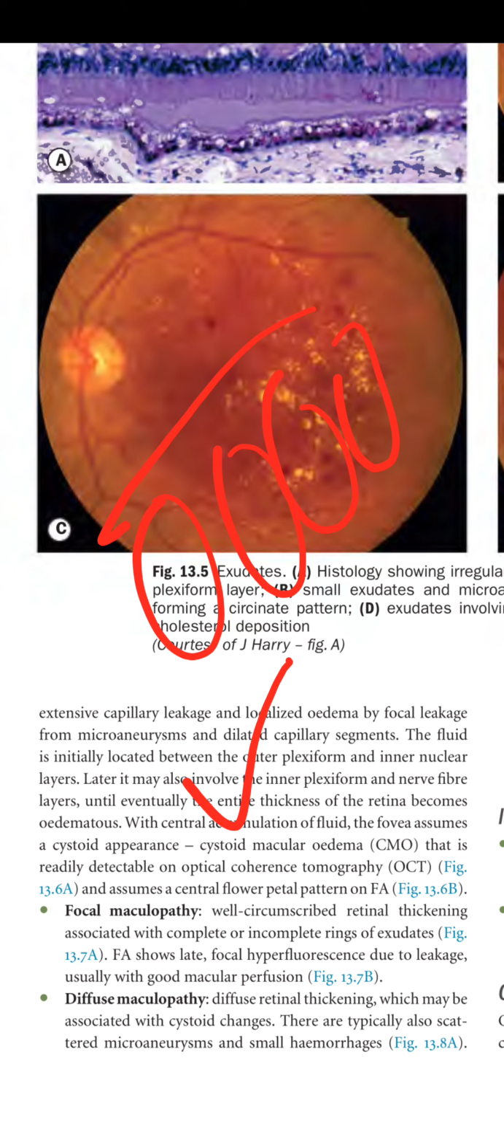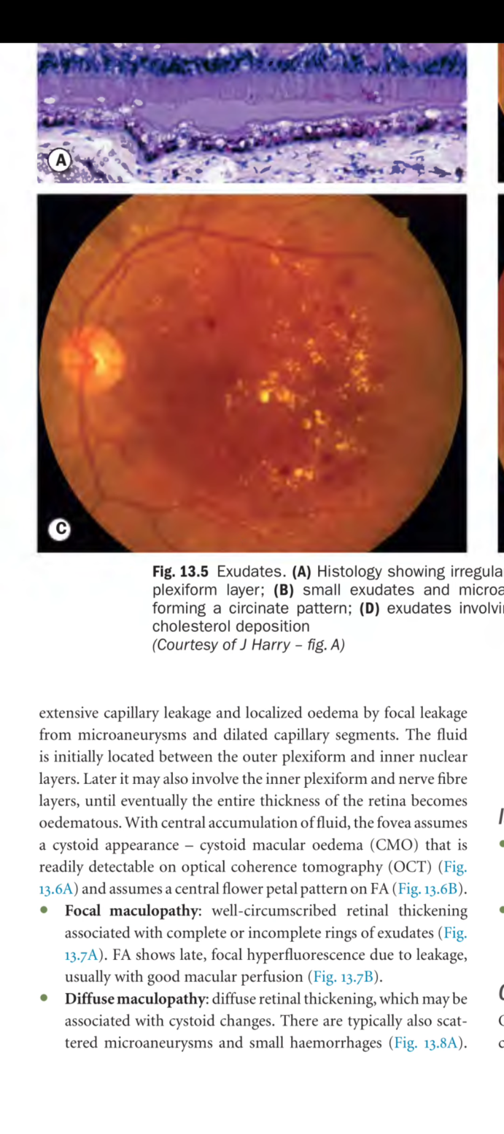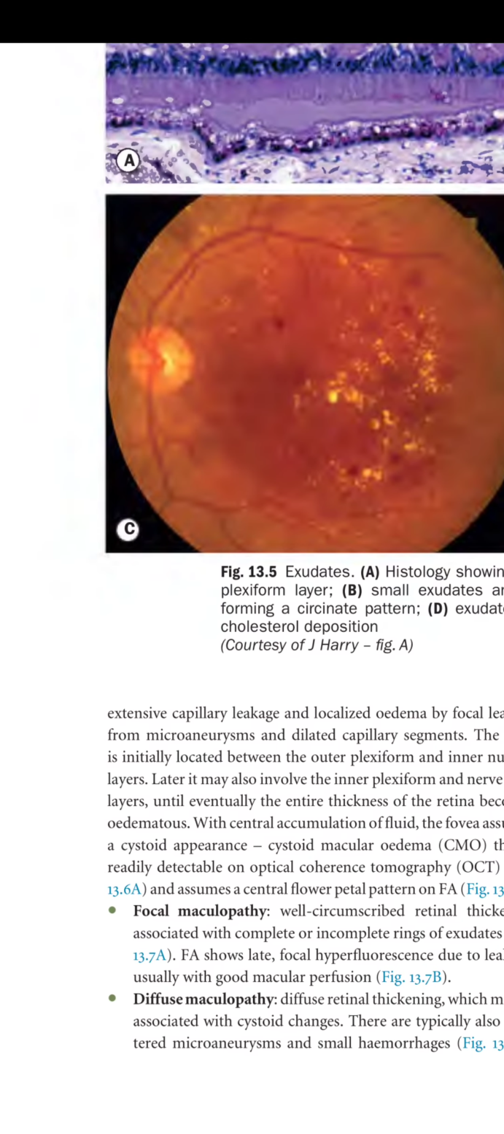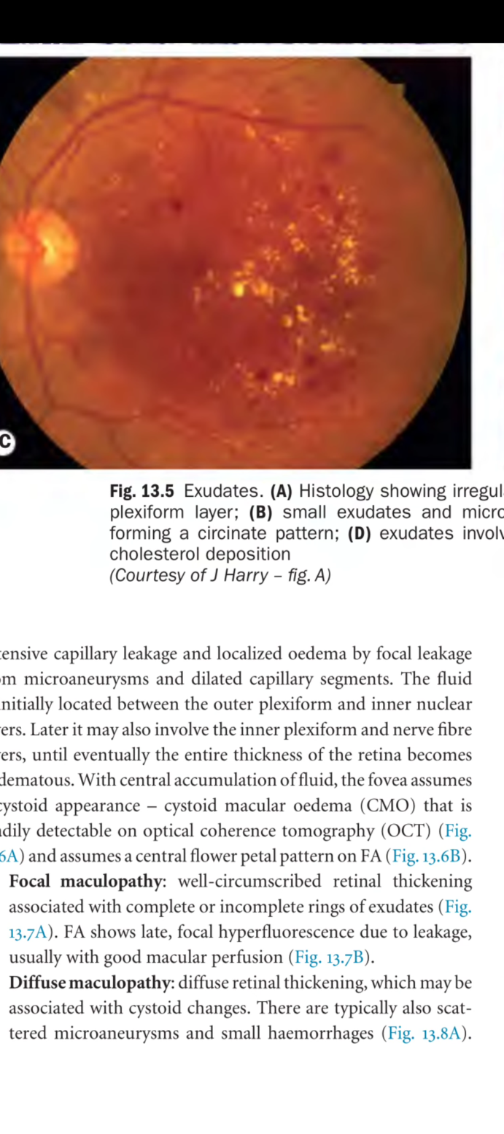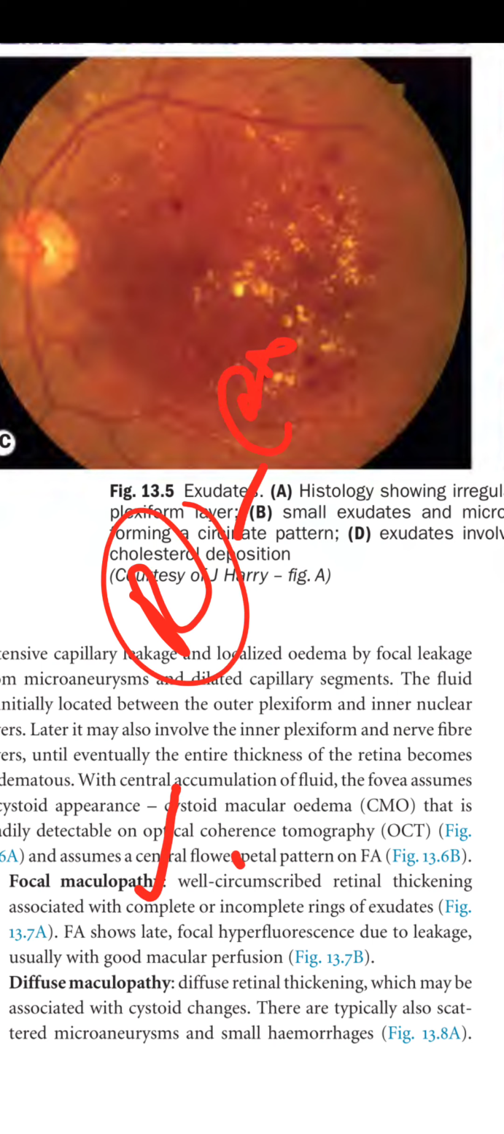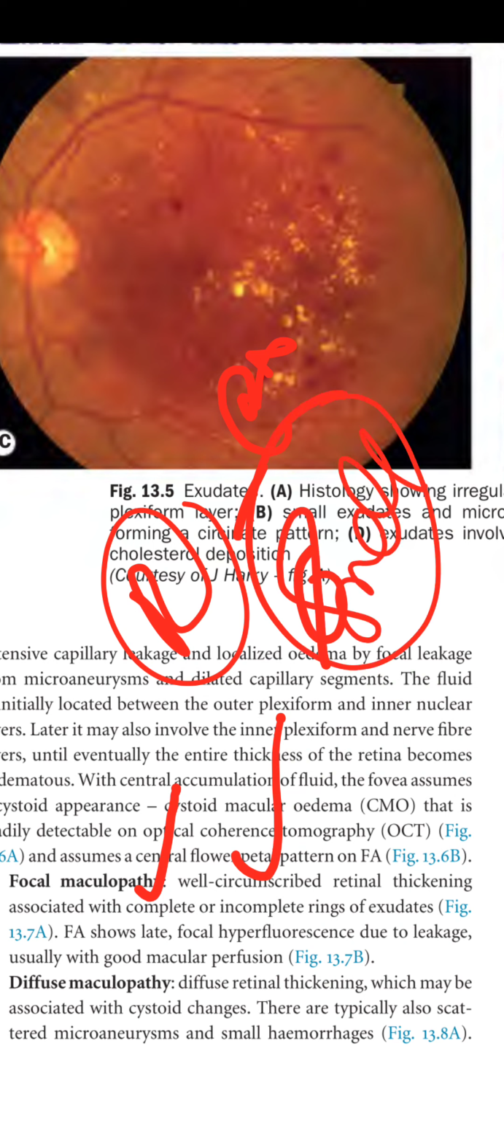Focal maculopathy. So it can be focal maculopathy and diffuse maculopathy. Focal can be due to focal leakage from a microaneurysm. It is basically well circumscribed retinal thickening associated with a complete or incomplete ring of exudates. So there will be retinal thickening associated with exudate. FA shows late focal hyperfluorescence due to leakage, usually with good macular perfusion. So there will be a very small focal hyperfluorescence which will be due to leakage.